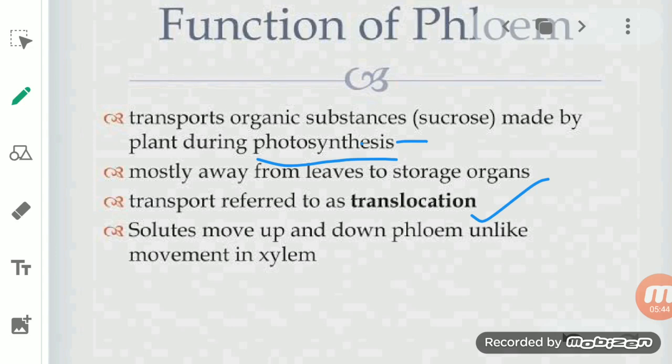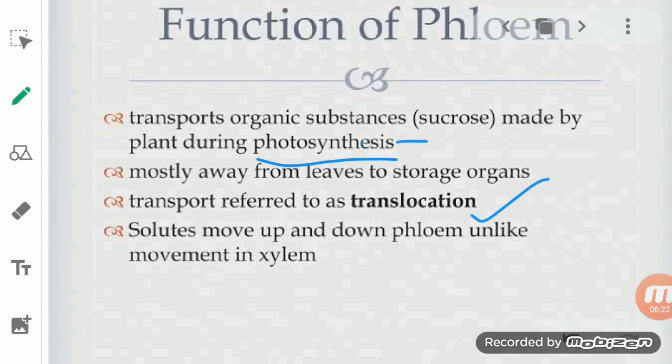So whenever the term translocation comes, it means it is talking about the phloem. Okay, so the function of the phloem is to carry the food and nutrient to the different parts of the plant, and the function of the xylem is to carry the water and mineral to the leaves. Okay, the phloem is bidirectional. Another thing, the term we use in the case of xylem transportation is transpiration, and in the case of phloem transportation we use the term translocation.